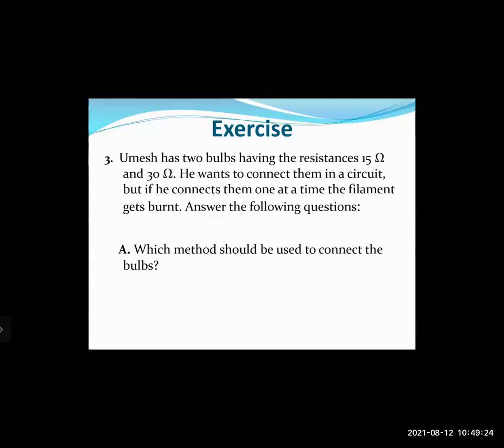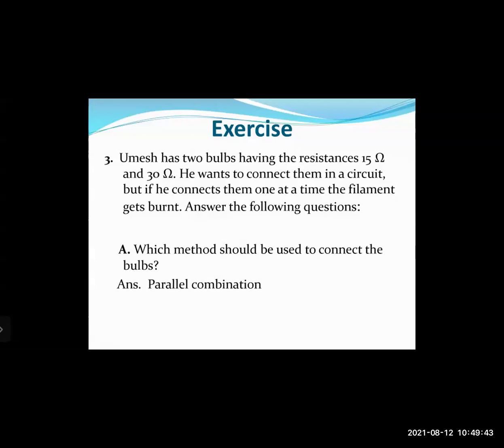If he connects them one at a time, the filament gets burnt. That means the voltage will be quite high. Okay, so answer the following question. Which method should be used to connect the bulbs? It should be a parallel combination. Why? Because if you want to make both the bulbs work, they have to be in a parallel combination.